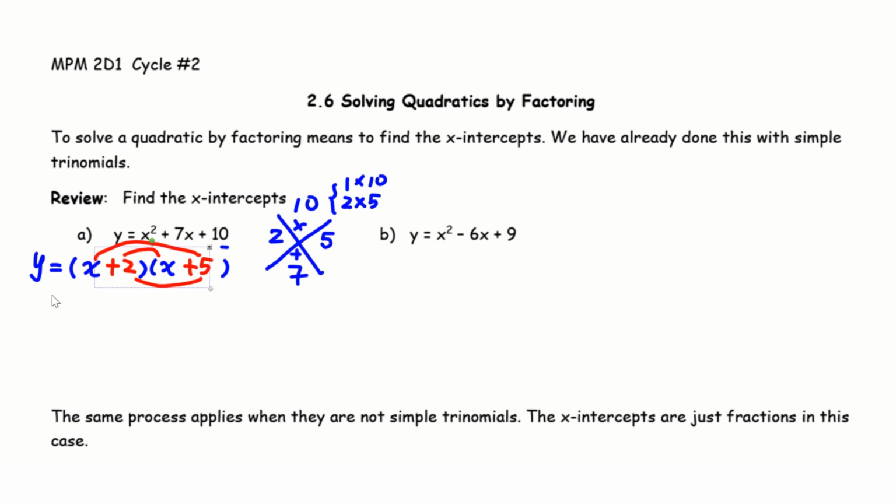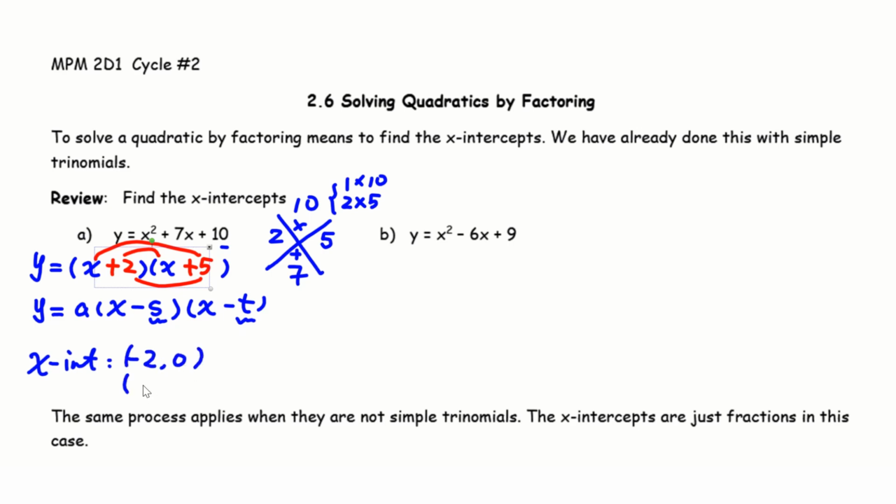From this factored form, we know that the x-intercepts will be the opposite of the number inside the bracket. Compare it with y equals a times (x minus s) times (x minus t), then s and t are the x-intercepts. So comparing, the x-intercept is the opposite of the number in the bracket: (-2, 0) and also (-5, 0). Okay? And we do the same thing.